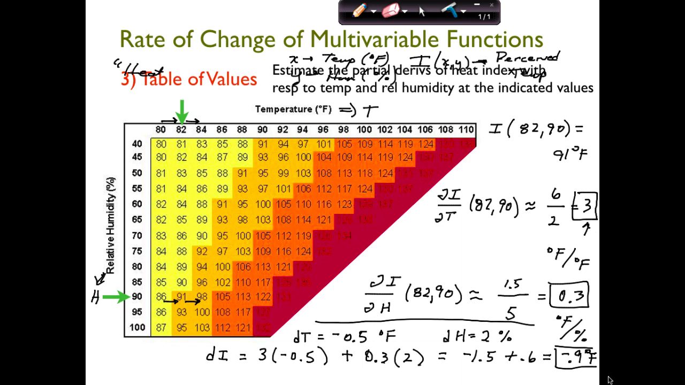Perceived, right? So it will seem like if the temperature goes down 0.5 degree but the humidity goes up 2%, the temperature is going down close to 1 degree Fahrenheit. Do I have that right?